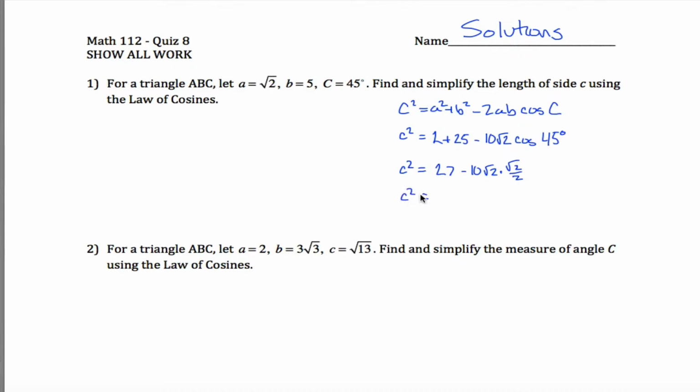So I got that c squared is equal to 27 minus, well, it's minus 10. Root 2 times root 2 is just 2. And that 2 divided by this 2 is just 1. And 10 times 1 is just 10. So c squared is equal to 17. So c is equal to the square root of 17. Technically plus or minus the square root of 17 if you're just thinking about solving this equation, but since we're talking about a side length, it's got to be the positive solution, c equals root 17.